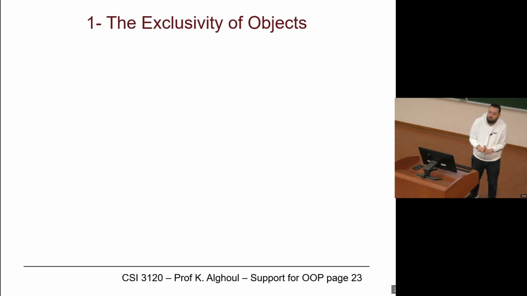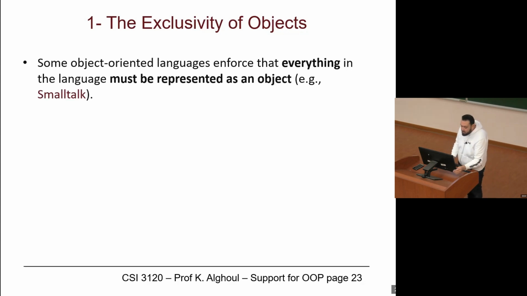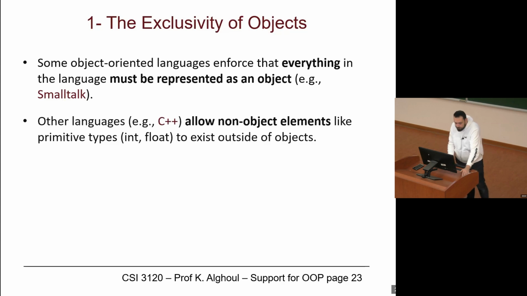Why it is important for C++ and Java to not be pure object, we're going to talk about. Some object-oriented languages enforce that everything in the language must be represented as an object. We're going to see that Smalltalk, which was the first purely object-oriented programming language, had everything as just objects.